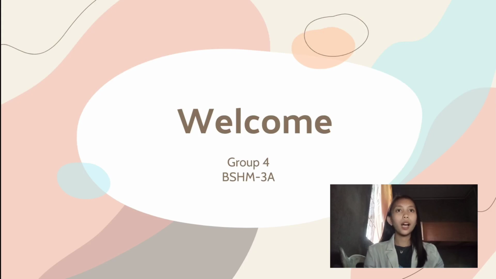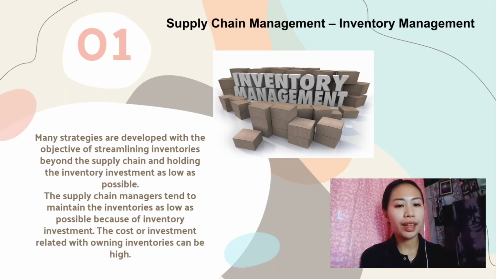We will tackle supply chain management, inventory management, and pricing and revenue. So let's start. Supply chain management, or SCM, has the objective to make sure that all activities are well managed. It is the responsibility of the manager to take all actions.